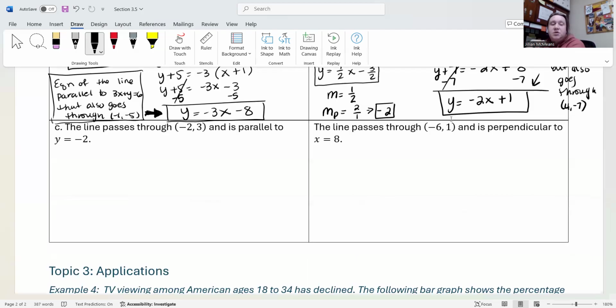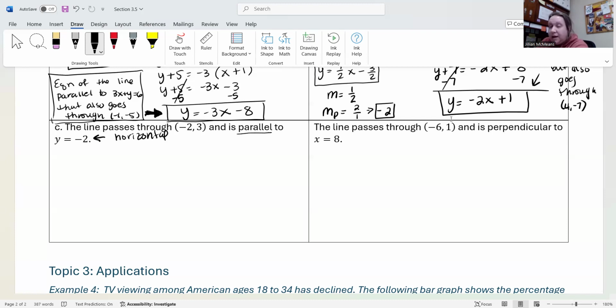So part C, these are the conditions that have to be met. We have to have an equation of a line that passes through the point (-2, 3) and is parallel to y equals -2. So let's talk about y equals -2. Notice we're missing a variable. We're missing an x. That means we cannot touch the x-axis, but we have to touch the y-axis. So that tells me that this right here is horizontal.